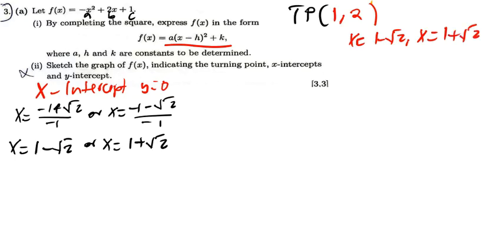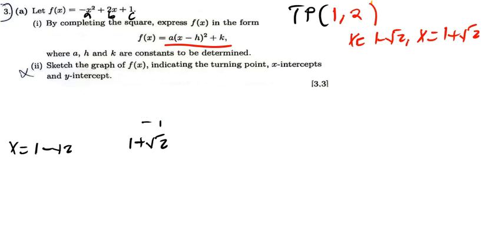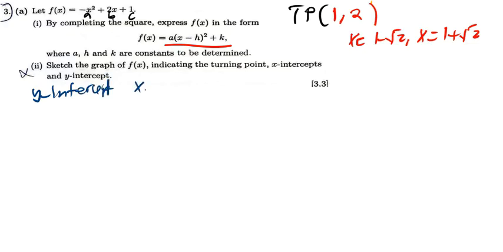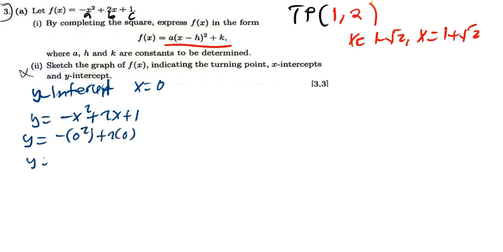Okay. So to find the y-intercept, how do we find the y-intercept? You have to equate x equal to 0. So what is happening, guys, is y is equal to -x squared plus 2x plus 1. Plug in where there is x with 0. So y will be equal to, this is plus 1. So everything here is going to be 0, is going to be 1. So y is 1.